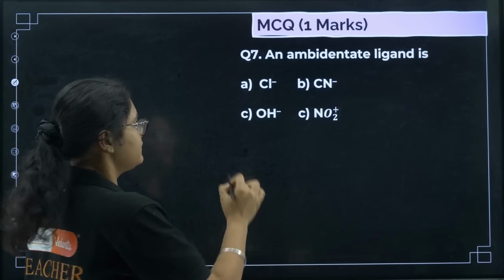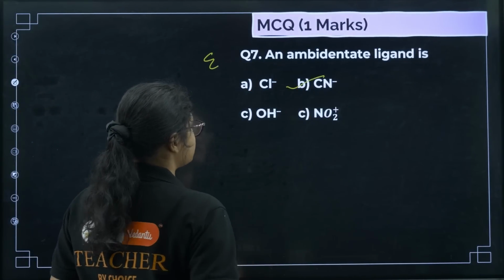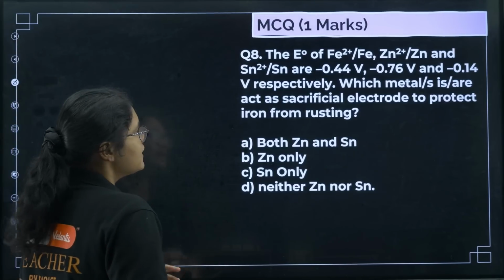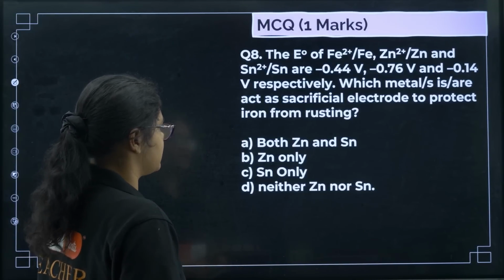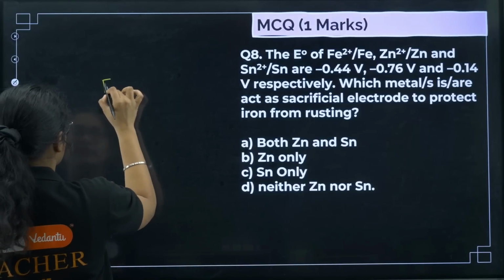An ambidentate ligand, this is a very easy question. You know CN minus is an ambidentate ligand. Next, E naught values of Fe2 plus, Zn2 plus and Sn2 plus are given respectively. Let me just write down.